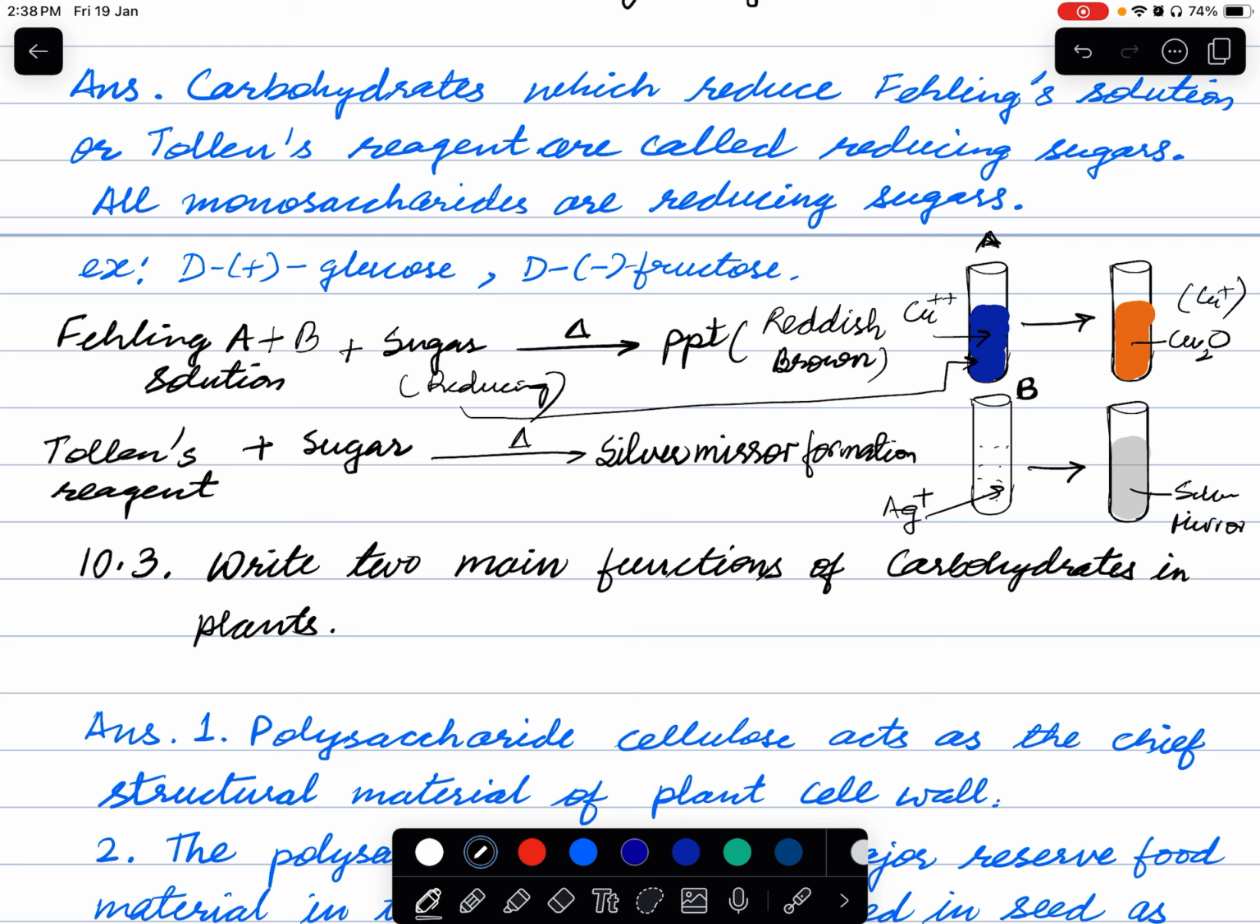Okay, so why are we having this silver mirror formation? This is nothing but silver metal. So here your Ag+ ion is undergoing reduction to Ag, and this has been done with the help of the reducing sugar. So again, our sample is a reducing sugar because it is capable of reducing Tollens' reagent when we treat Tollens' reagent with it. So this is all about reducing sugars.